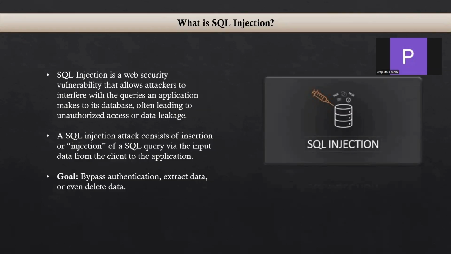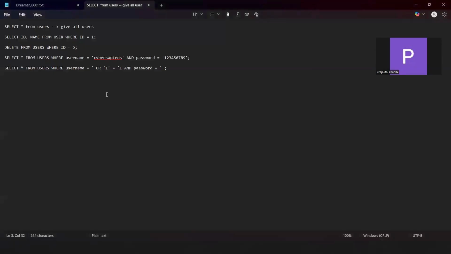Let's say the application expects a username and password. Normally, the query looks like this: SELECT * FROM users WHERE username = 'CyberSapiens' AND password = '1234566'. Anything you can put in as the username and password.